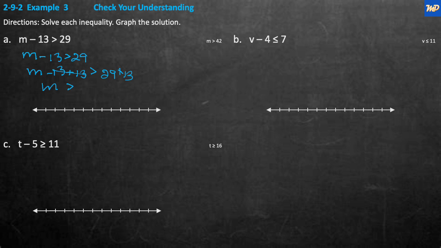29 and 10 is 39, and 3 is 42. So m is greater than 42.